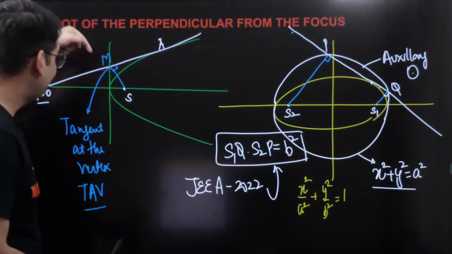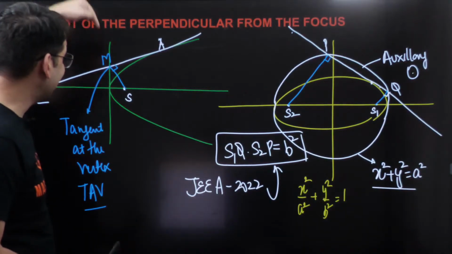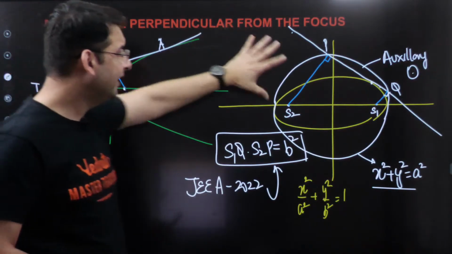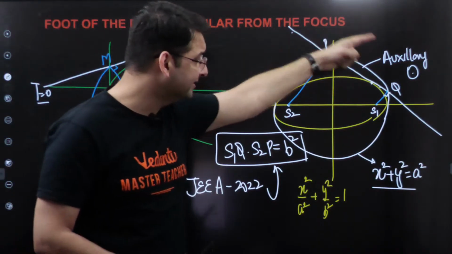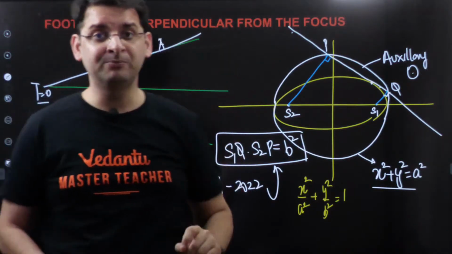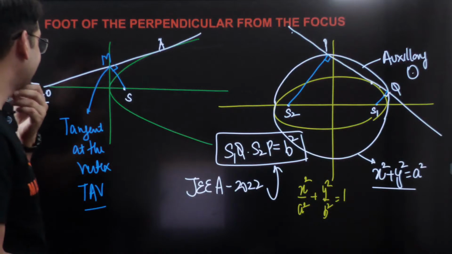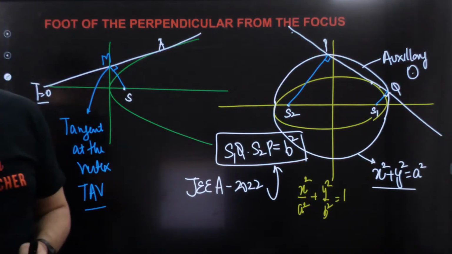Right, so the foot of the perpendicular from the focus to any tangent lies on, in case of the parabola, the tangent of the vertex. In case of hyperbola or ellipse, it is the auxiliary circle. Very important point again. Is it clear, everyone?